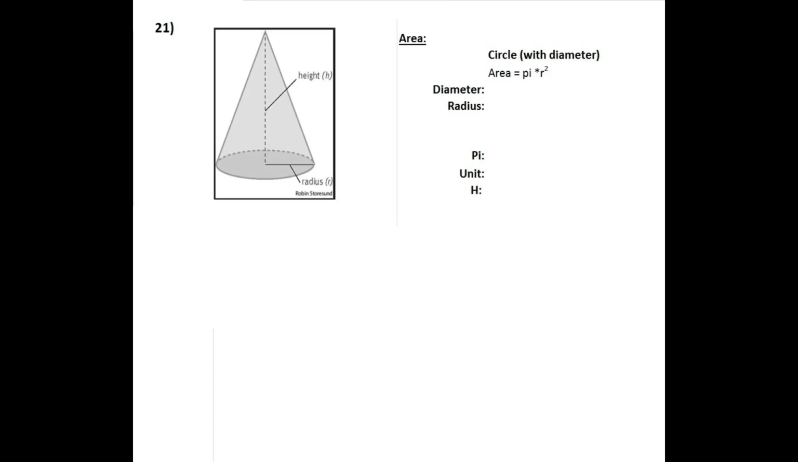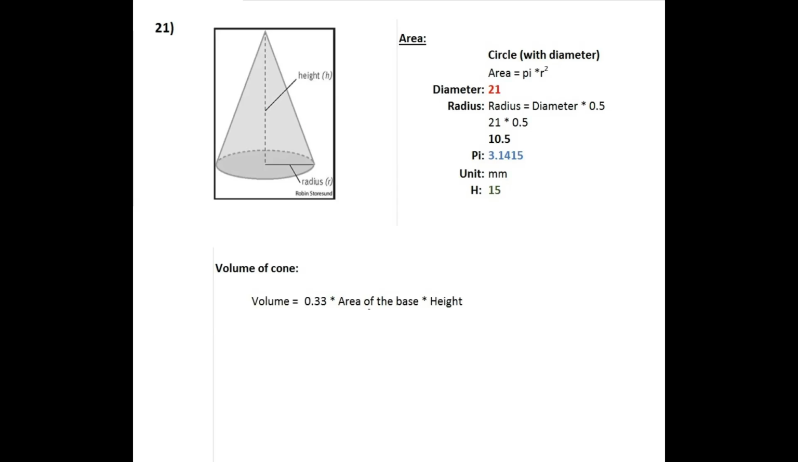Moving on to number 21. Right here, we're looking at another cone, and this time we're given a diameter. Now remember, if you're given a diameter, you have to divide it by 2 in order to get the radius. If you don't do that, your answer will be wrong. For a cone, there are only 2 numbers you really need to have right, and that's the radius and the height. Everything else is right there for you, the formula and pi. So the radius is 10.5 millimeters, the height is 15 millimeters.